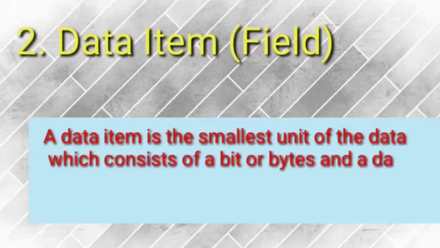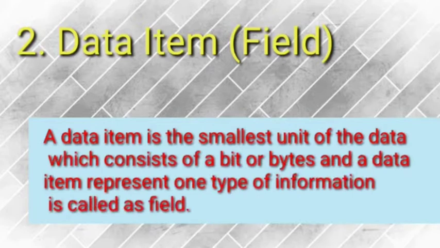Now the second component of the table is data item. Data item is actually the smallest unit of any named data, any data which is written inside the table. It consists of a number of bits or bytes, and it can represent any type of information, which is referred to as field or data element. So you can also call data item a field, which we will be using for creating the table, like name, class, roll number, section. All the fields are said to be data items.